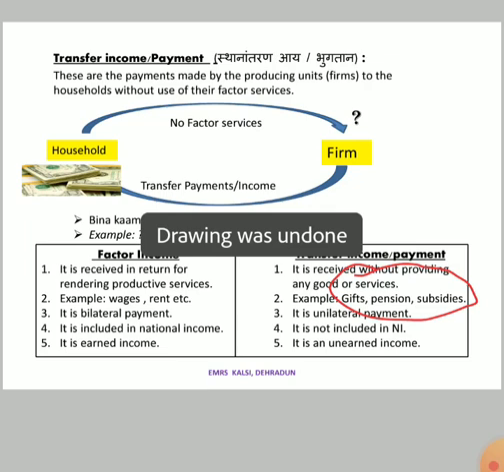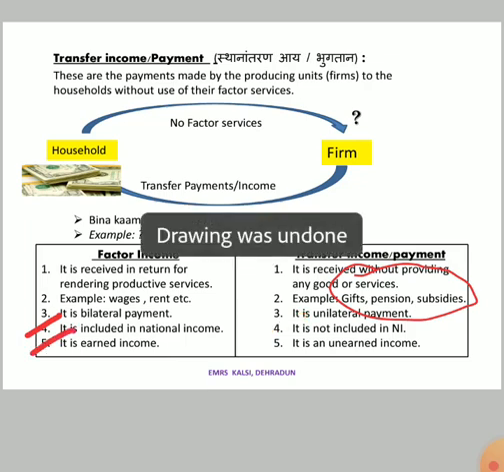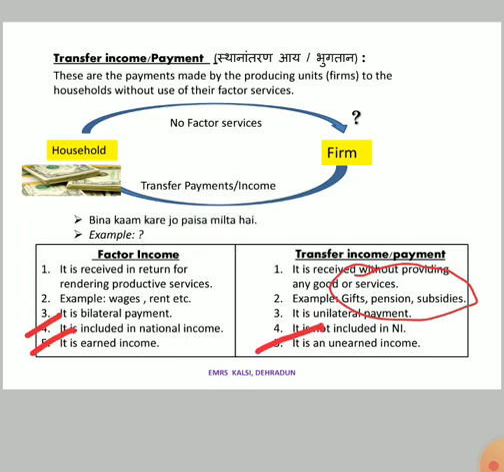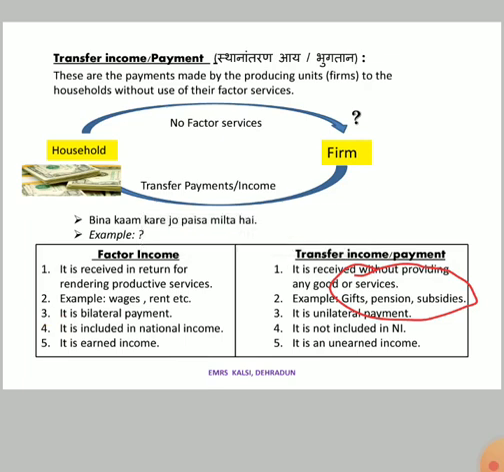Now the most important thing: factor income is included in national income. When we calculate the national income in upcoming classes, we have to include these factor incomes. But transfer income or transfer payment is not included in national income. This is the most important point, you have to remember this. It is earned money, and it is unearned money. So this is the basic difference here. This topic comes in your board exams for 2 to 3 marks, like differentiate between factor income and transfer income. So this type of question can come in your board exam.